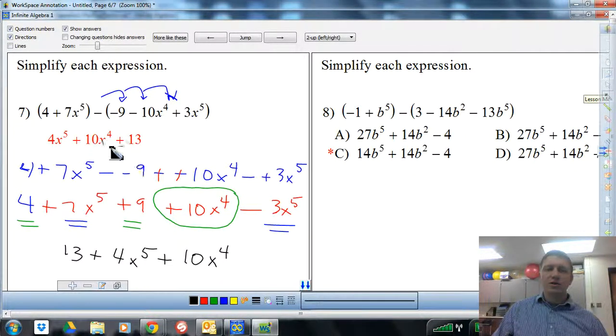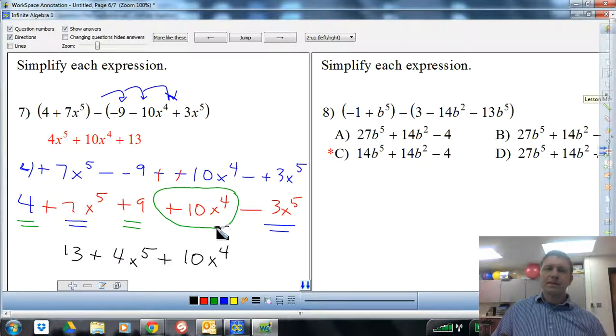Does that look similar to my answer that I see right here? Yeah, similar, but a different order. That's okay. Won't mark off for that, but in the future, we do like the exponents to be descending in order. That means x to the 5th, then x to the 4th, then no x's.